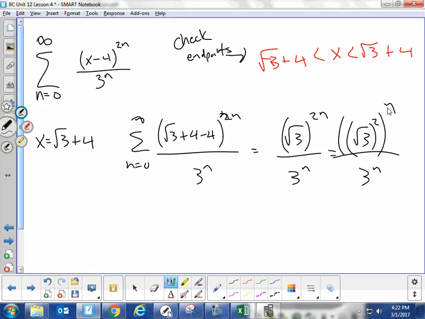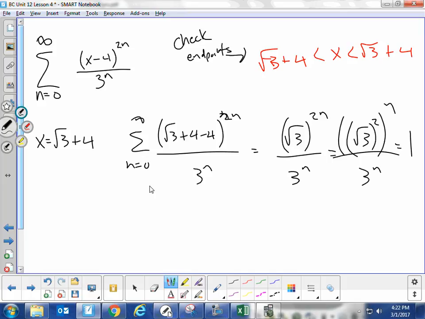Root 3 squared is just 3, and 3 to the n is 3 to the n. So this would end up being 3 to the n over 3 to the n. So, boom, this is 0. This would end up being 1. And when it's 1 and I add up a bunch of 1s, we're definitely going to diverge.